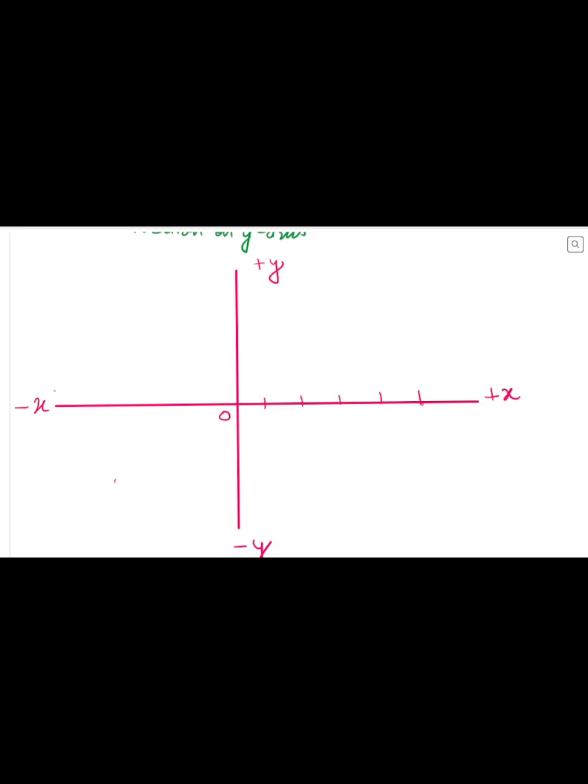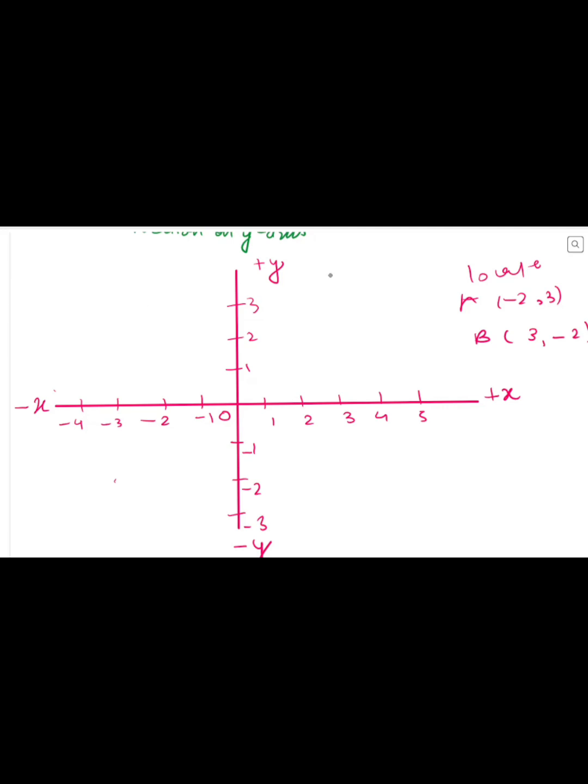Let's mark numbers. This is 1, 2, 3, 4, 5. This is minus 1, minus 2, minus 3, minus 4. This is 1, 2, 3. This is minus 1, minus 2, and minus 3. So let's look at a few points. Let's start with (-2, 3) and (3, -2). This is A, this is B.